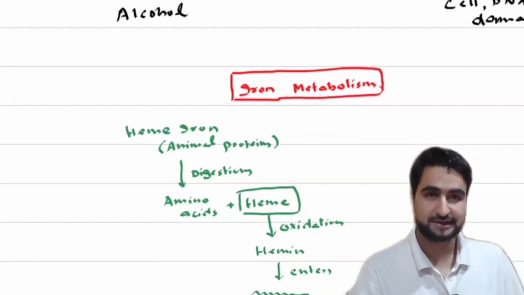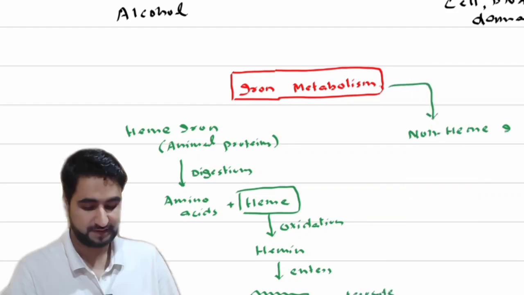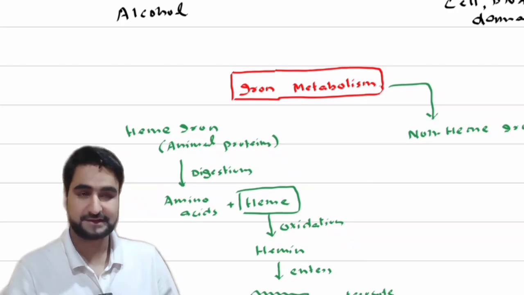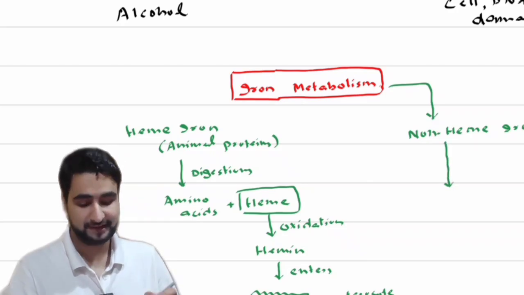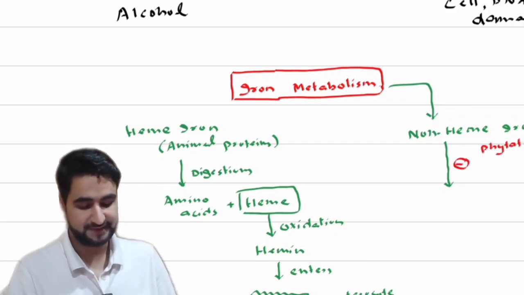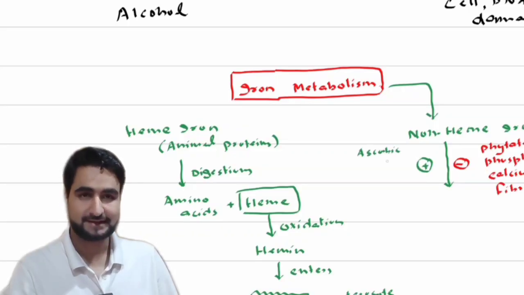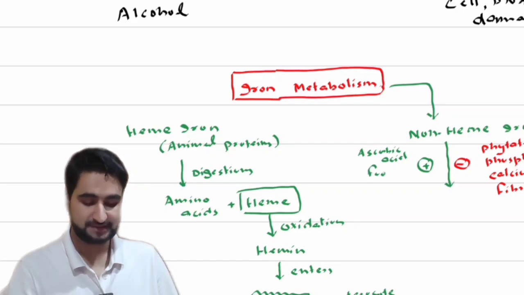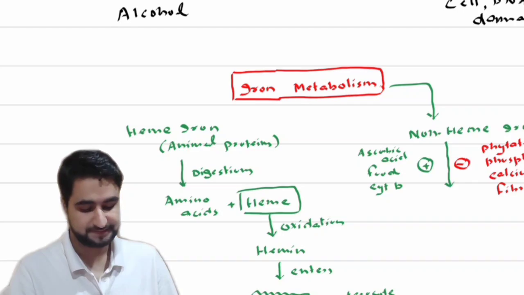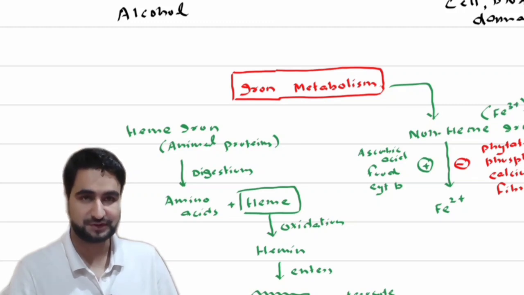Now coming to non-heme iron. Its absorption is inhibited by phytates, phosphates, calcium, zinc, and some dietary fibers, while its absorption is promoted by ascorbic acid, food, cytochrome B. These are the compounds that promote absorption, and it is absorbed in Fe2 positive form.